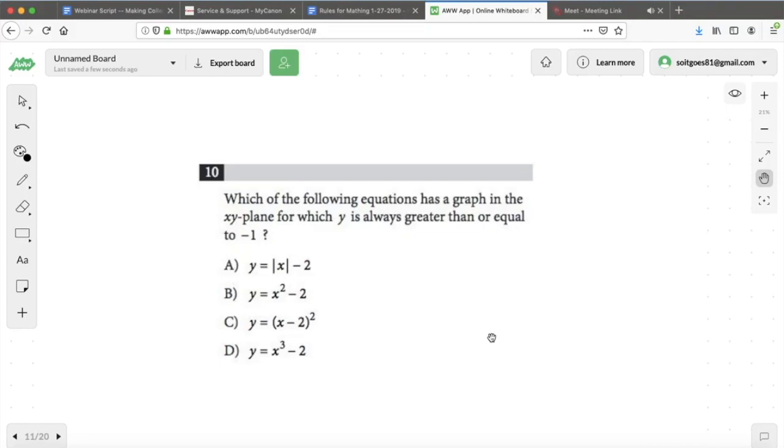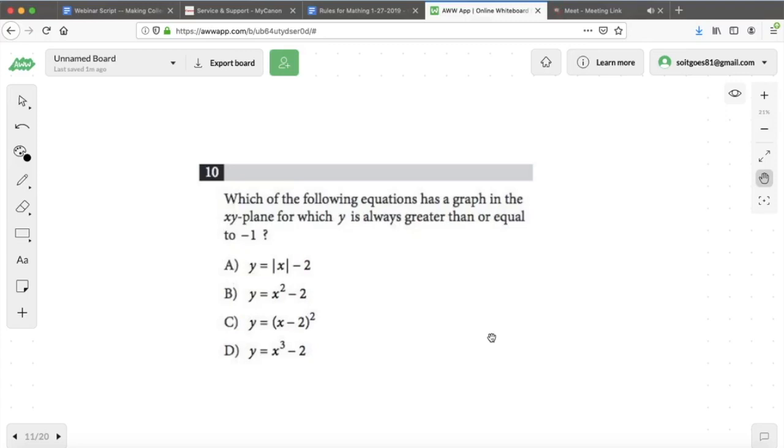Does that question make some sense? Maybe not. Okay. What are we solving for here in this question, Sarah? Which equation has a graph in the xy plane for which y is always greater than or equal to -1? I mean, that's it, right? You're absolutely right. That's what we're solving for. So one of these 4 equations has a graph where the y value is always greater than or equal to -1. And then 3 of them, the y value is sometimes less than -1. But for the right answer choice, it's always greater than or equal to -1. Does that make sense, Sarah?